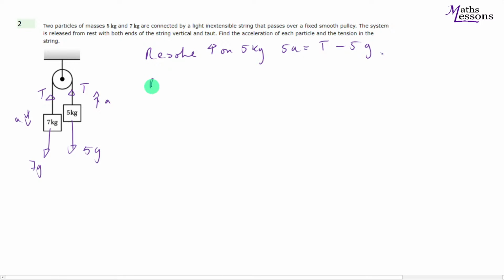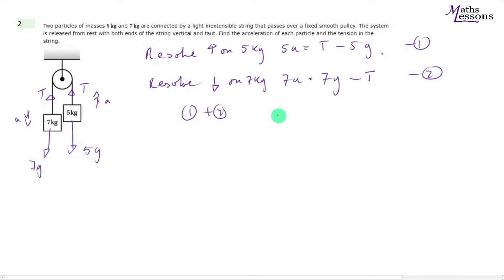And then let's resolve in the other direction on the 7 kg. And we'll get 7a equals 7g minus T. The 7g is going the same direction as the acceleration, tension's in the opposite direction. So therefore we've got equation 1 and we've got equation 2. Let's add those two equations together.